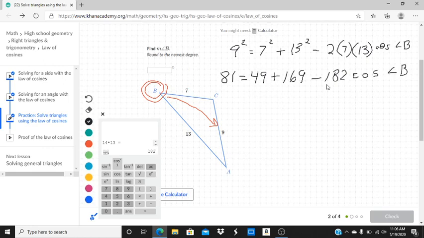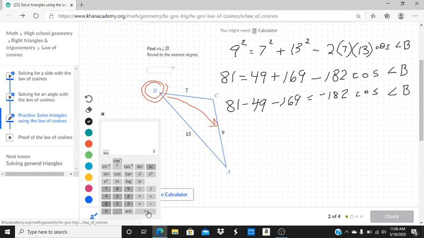Let's start moving some stuff over. So I'm going to subtract 49 and 169, moving them to the other side. And that's going to now equal negative 182 cosine angle B. Okay, so let's clear that out. We'll do 81 minus 49 minus 169. It's going to equal negative 137, equals negative 182 times the cosine of angle B.